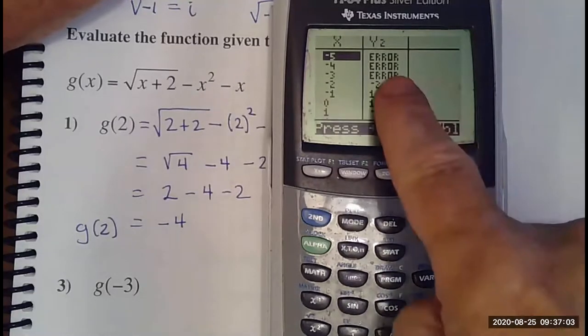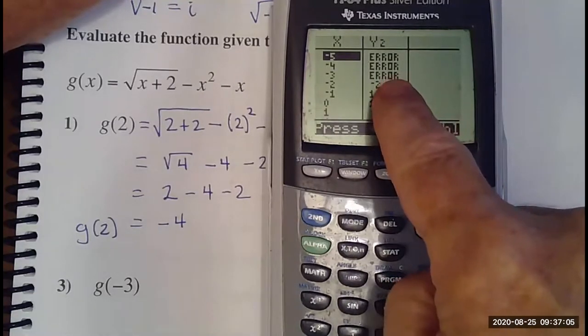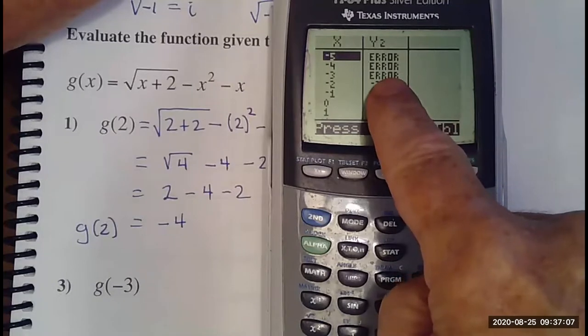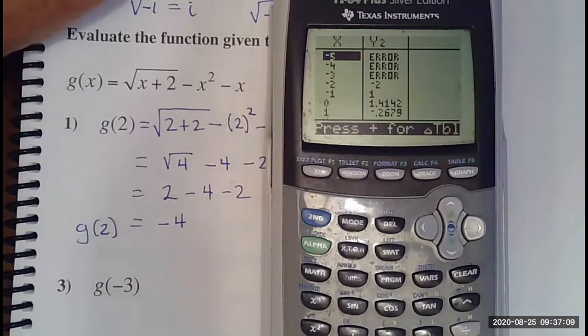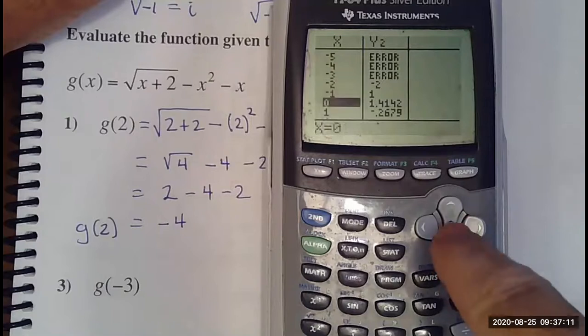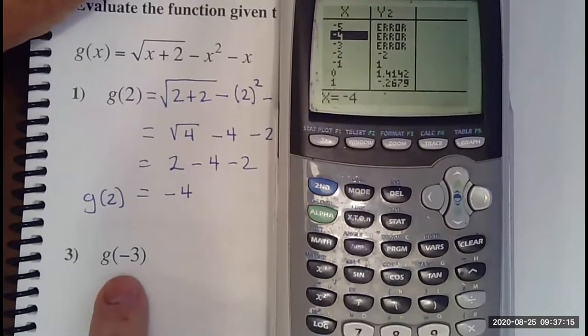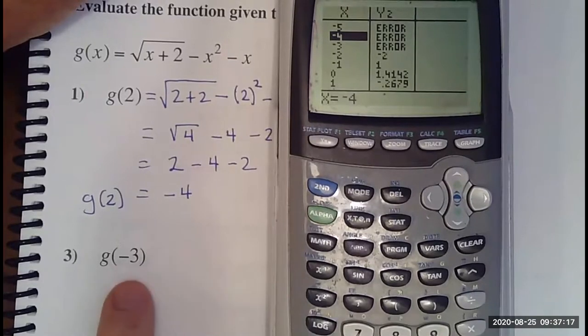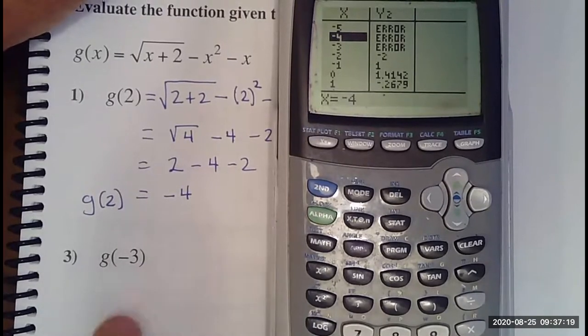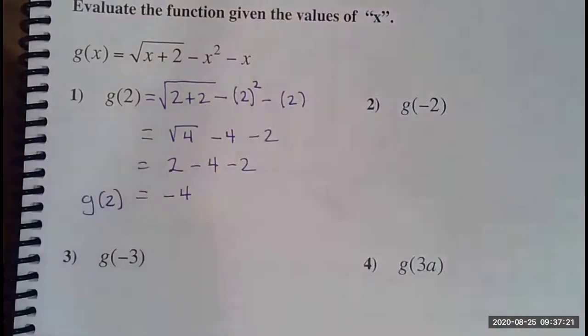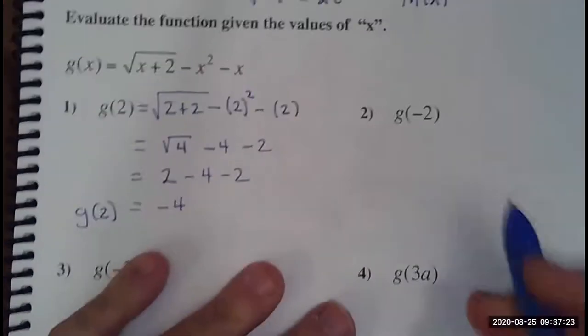And, oh yeah, see, notice I can't use negative 5, negative 4, or negative 3 because it's imaginary. So it gives me an error. Other than that, it gives me everything else. So if I look at this one here, that would be undefined. That's what you'd say. It's undefined. It's not a real number. You don't tell me it's imaginary.